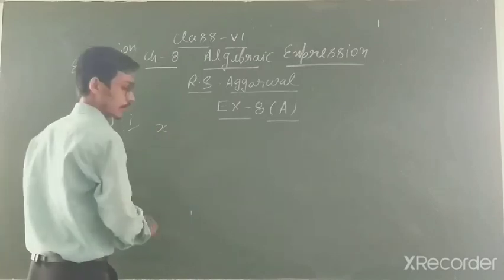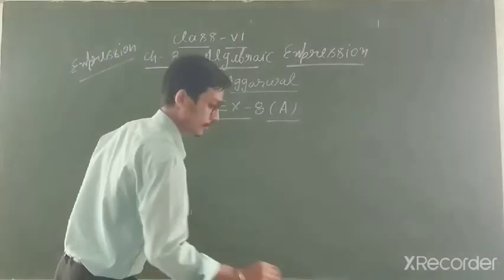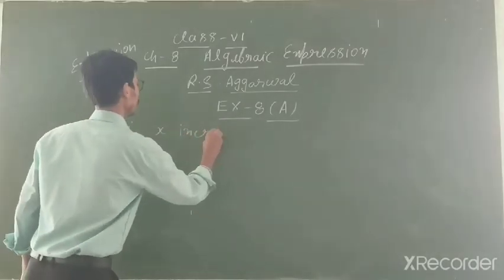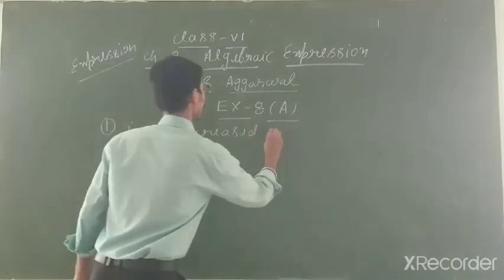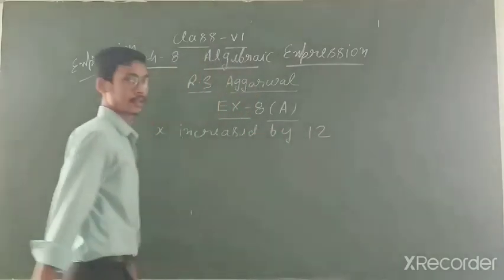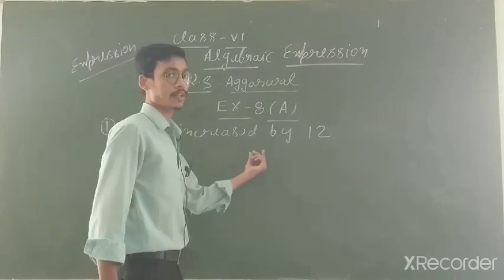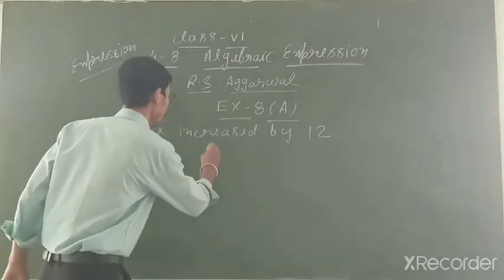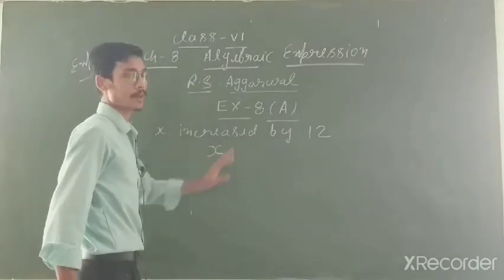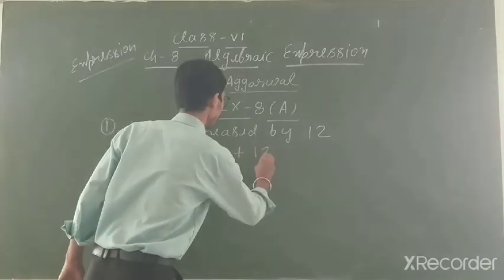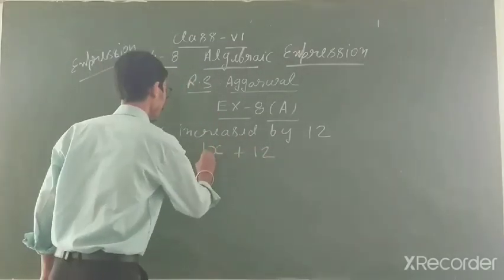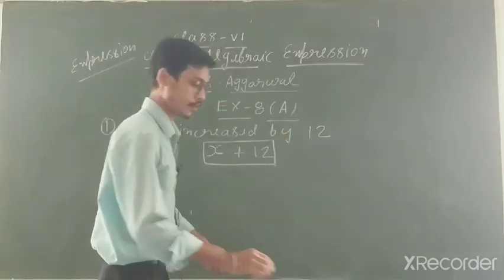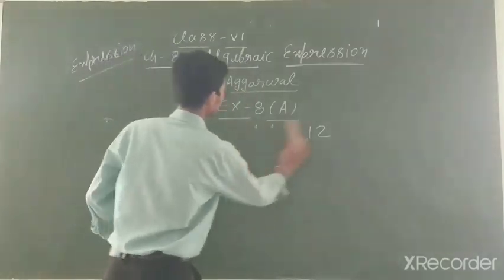Question number 1, first, x increased by 12. Clear, student? So here you know that increase means what? The sign of plus. Clear? And x is given, x is your variable. You can write down x, and increase means plus sign. Write down plus and here 12. Clear, student? So this is our appropriate expression for the statement: x is increased by 12, yani x plus 12. Clear, student? Now similarly come to the next question.